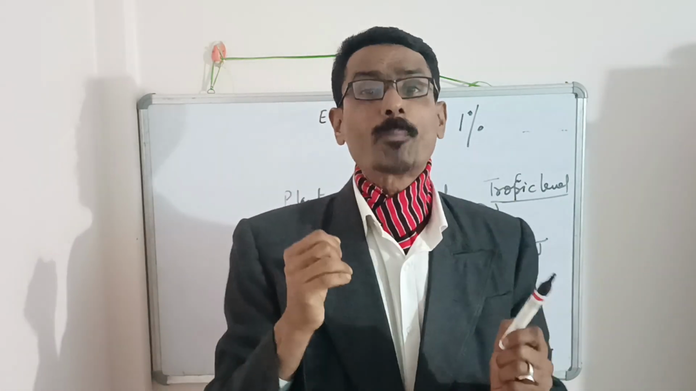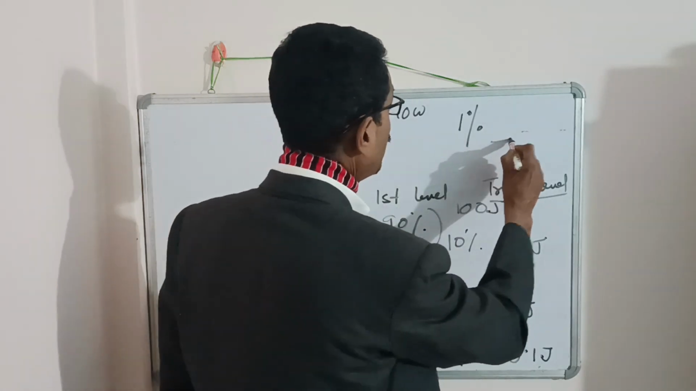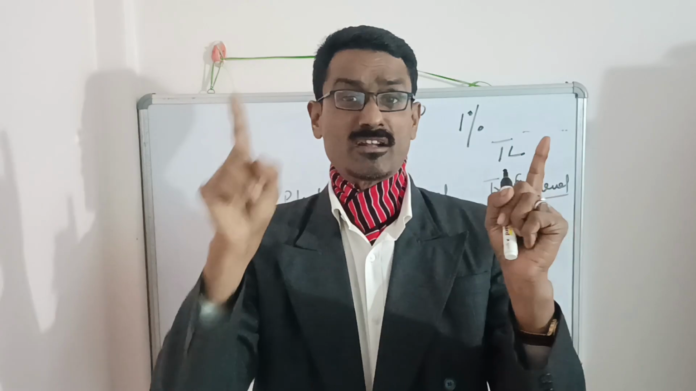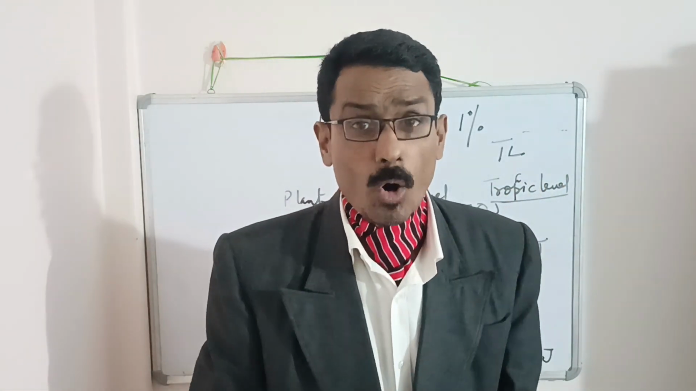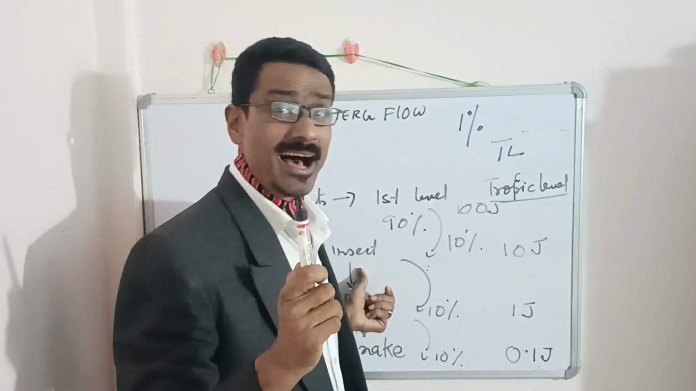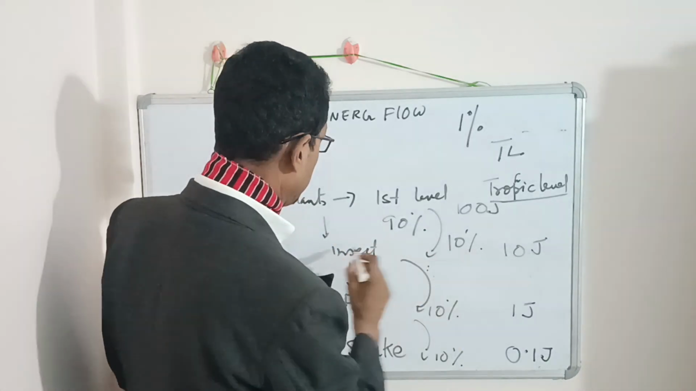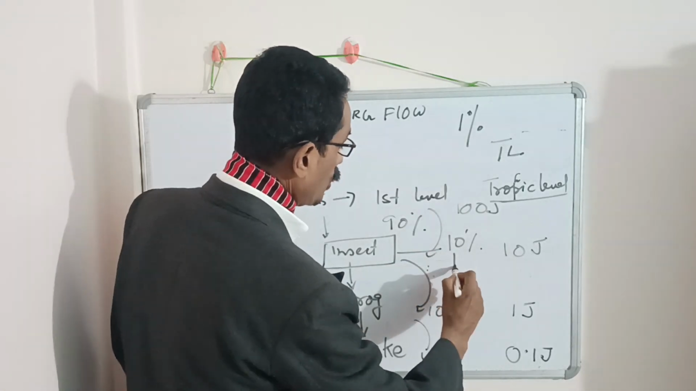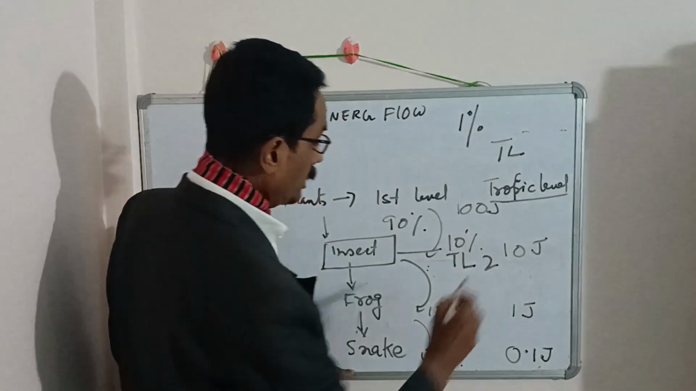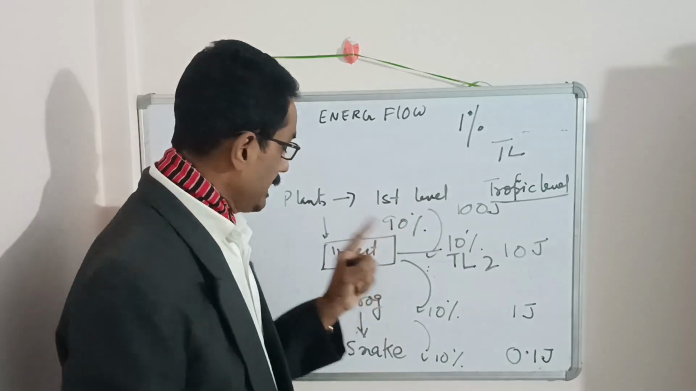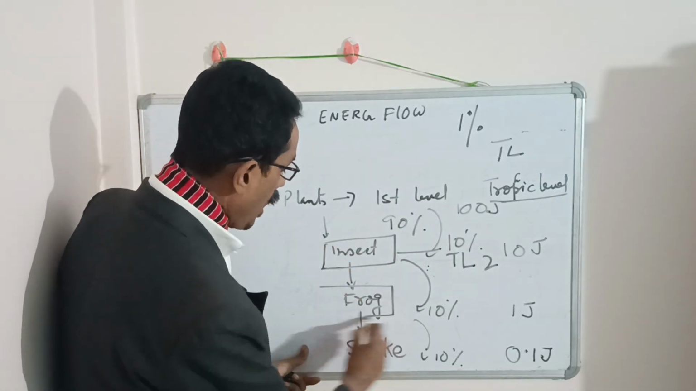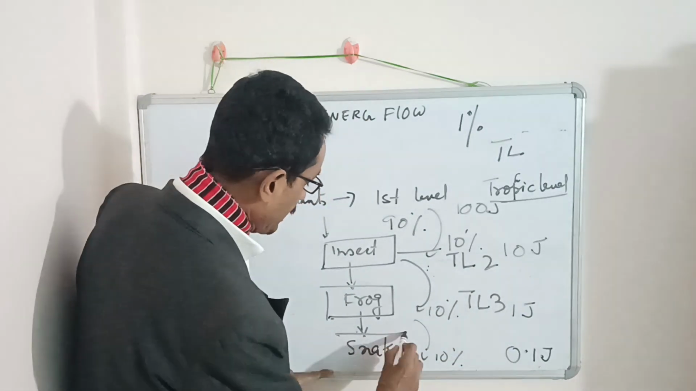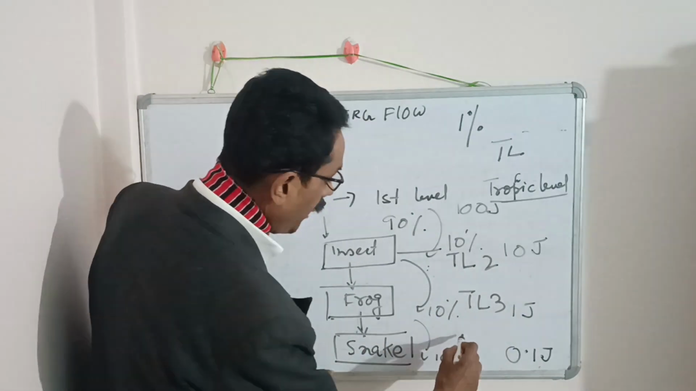So each one is called a trophic level, or we can say TL. The plant is the first one. The producer is always the first trophic level. Then we spoke about the insect. The insect comes in the second trophic level, trophic level 2. The frog is eating whom? The insect. The frog will come in the third trophic level. The snake will come in the fourth trophic level.